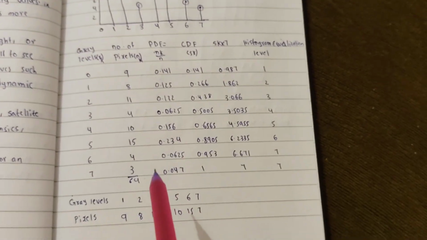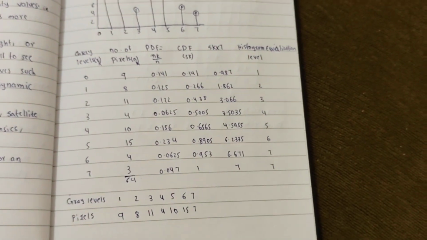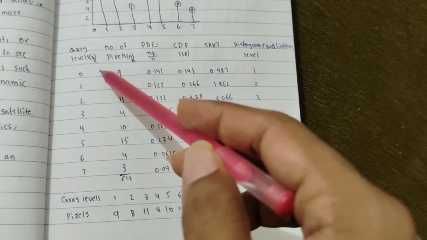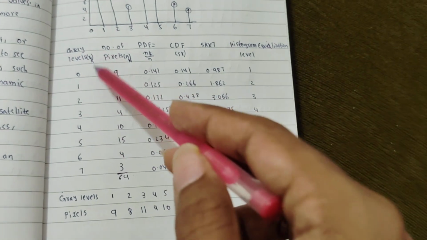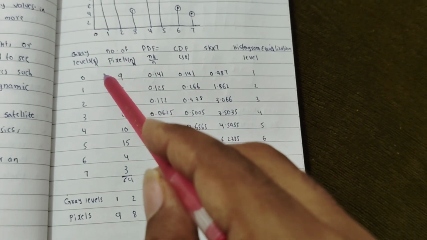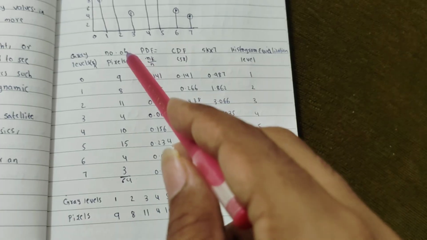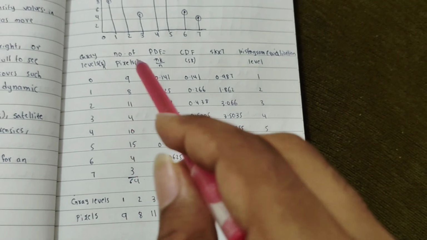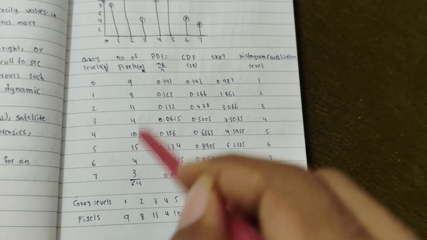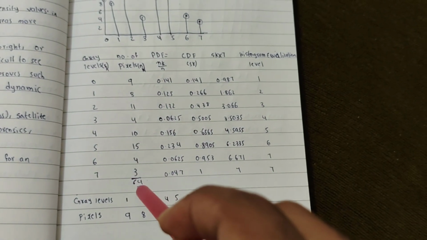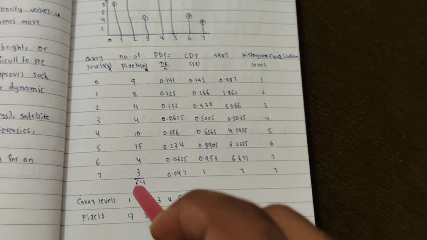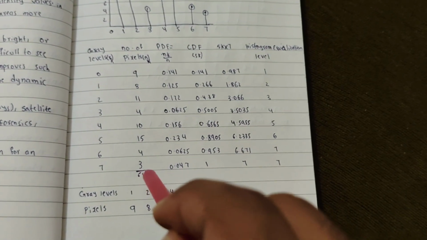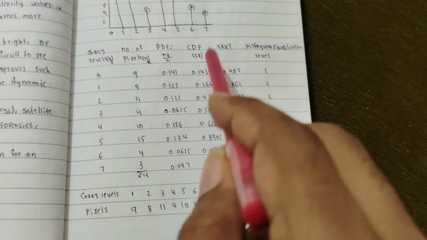So first we need to calculate PDF and CDF. These are the gray levels of the input image, 0 to 7. We will represent it as RK. And these are the number of pixels, like how many 0 pixels are there, how many 1 pixels are there. We will represent it by NK. This is N, the total number of pixels. This is an 8x8 image, so there are a total of 64 pixels.